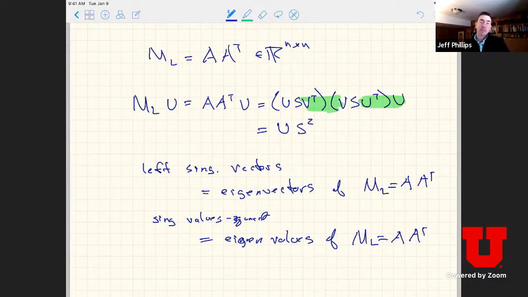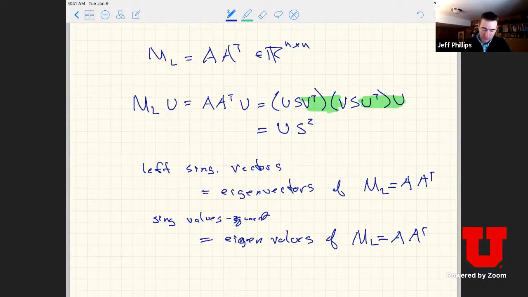In this case, because ML is going to be very rank deficient, the rank is at most D. If D is smaller than N, then a lot of the eigenvalues are going to be 0 in this case. Okay, even if A is generated as a full rank sort of matrix.